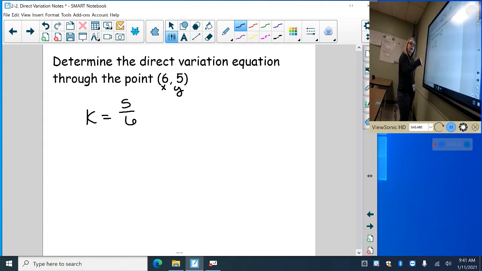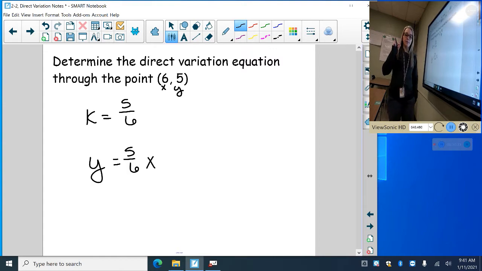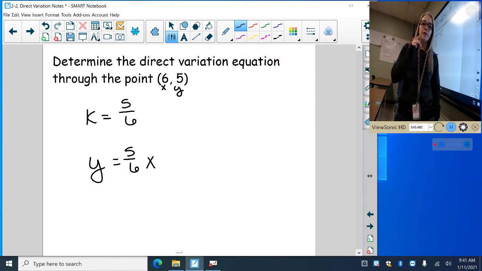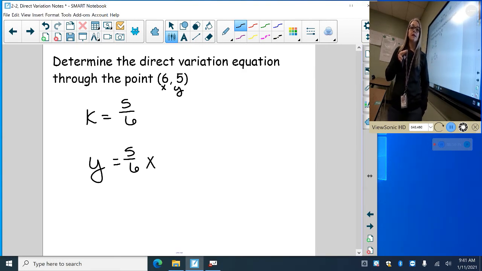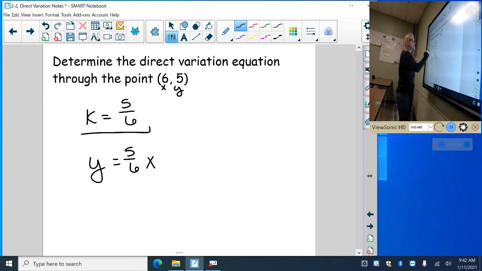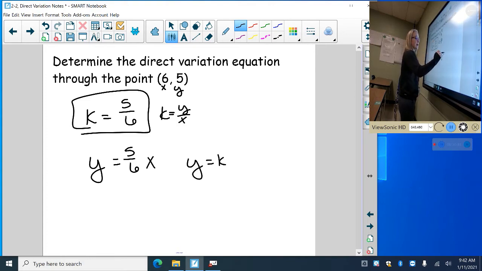Since that's my k value, now I have to write the function rule or the equation, which is just y equals kx, which is y equals 5/6 x. On MathXL, it's going to ask you for either the constant of variation, also known as the k, or it's going to ask you for the equation or the function rule. This is the k. K is y over x. The function rule is y equals kx.